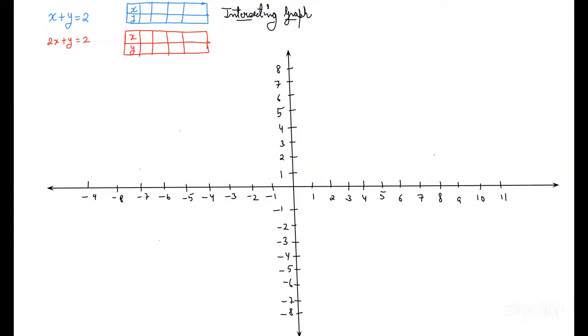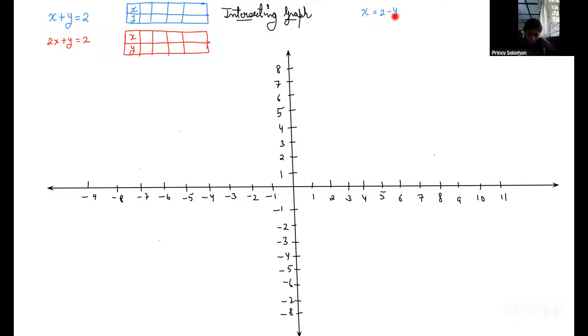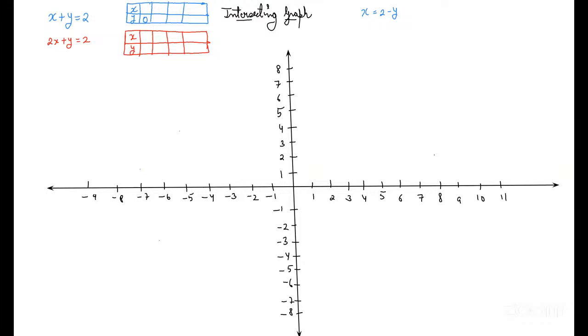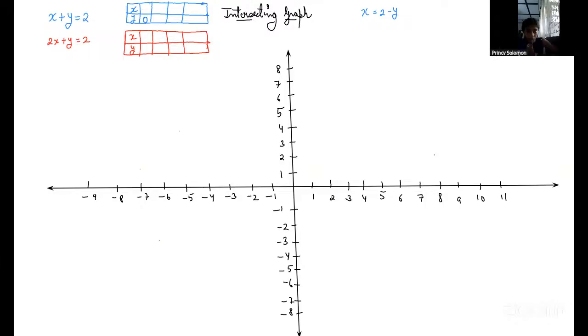Okay. So Abigail is not doing any practice at home. So it will become 2 minus y. I will send this plus y to the right hand side, so it becomes 2 minus y. Yes, Abigail? Now, if you take the y value as 0, what will you get for x? So I will write 2.